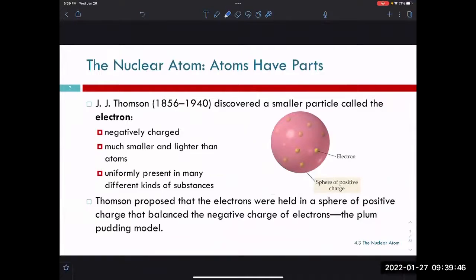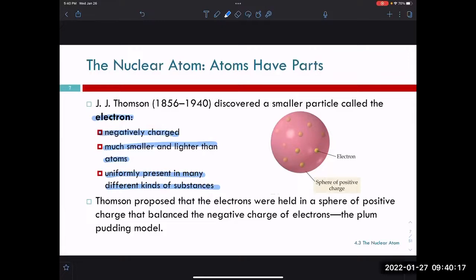So one of the first theories of the atom was developed by J.J. Thomson when he discovered a smaller particle called the electron. The electron is negatively charged, smaller and lighter than whole atoms, and is uniformly present in many different kinds of substances. This is how in metals especially, the electrons are pretty free to move around, and that's why they conduct electricity.